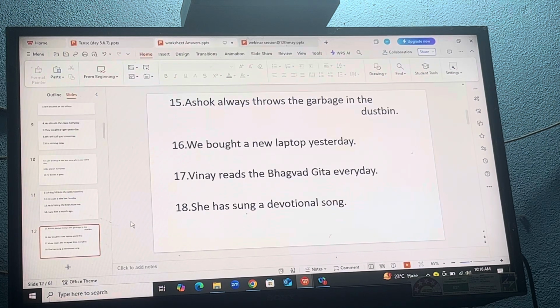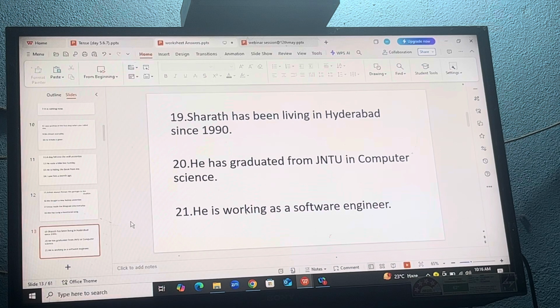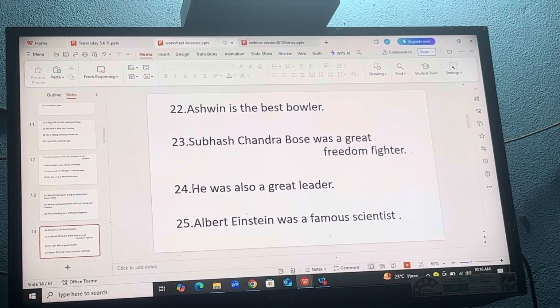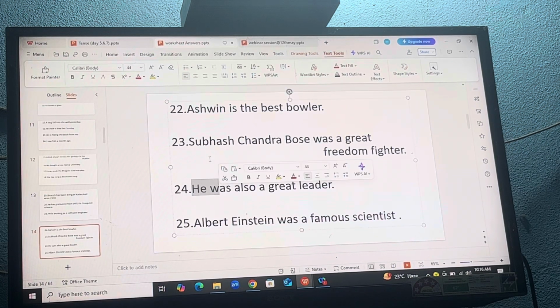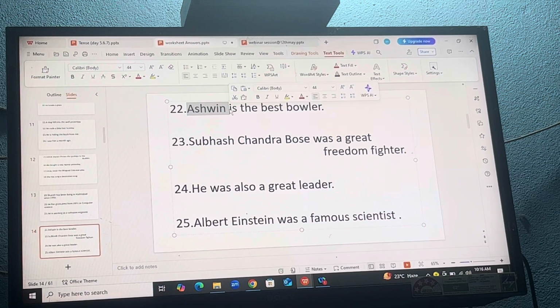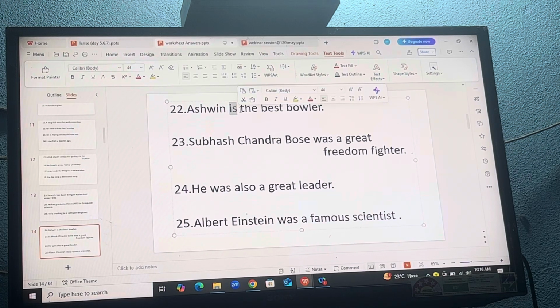Hope you are getting the point, everyone. Now, let me show one more example, then we'll wind up. He was a great leader. Okay, let's proceed with this. Ashwin is the best bowler. So Ashwin is a subject. Is, you may think that it's a helping verb, but no, it is the main verb. So is is my verb, and the best bowler is my object.